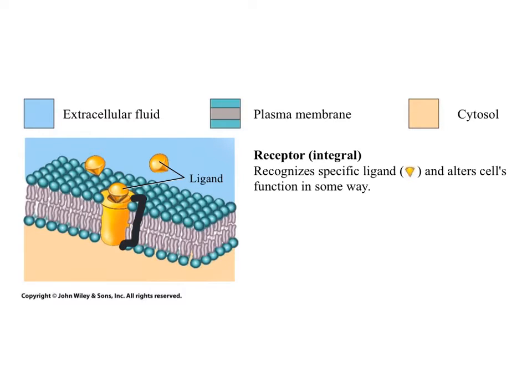Sometimes this can activate a series of reactions that happen within the cell itself. Sometimes this allows different genes to be expressed, proteins to be made. It just really depends on the interaction that's happening. But we'll talk about a variety of different types of receptors. Just understand now that they're integral proteins and they do bind ligands.